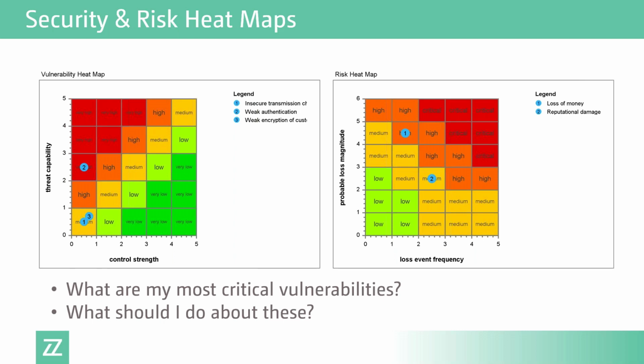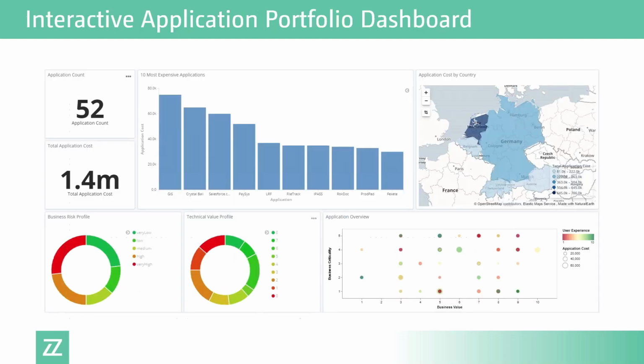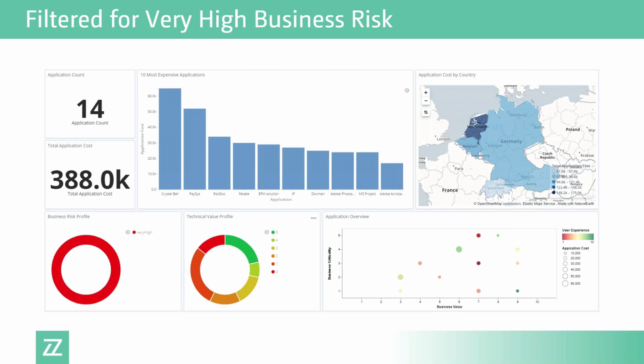This is another kind of dashboard. Here we see an application portfolio dashboard, and this is interactive. So based on my previous analysis of risk, if I would select the very high business risk applications by clicking on the red segment in the bottom left-hand chart, you'll see the dashboard change and select only the very high business risk applications.